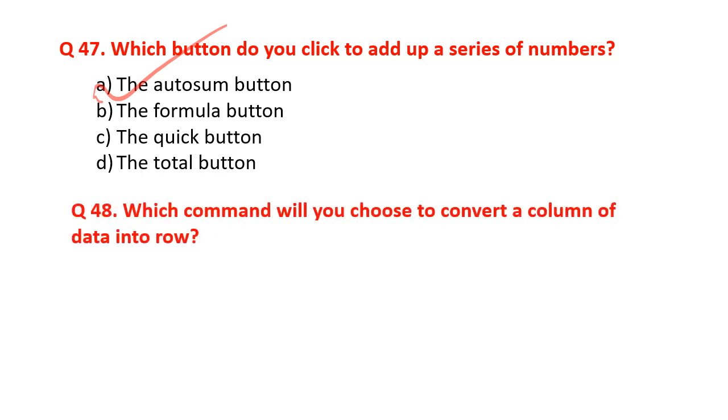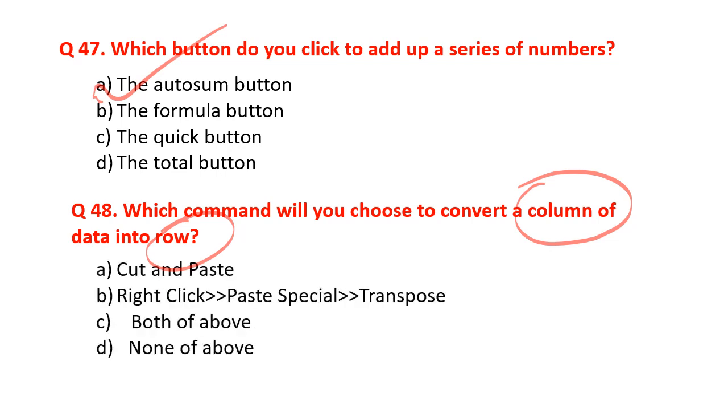Which command will you choose to convert a column of data into a row? If you want to convert a column into a row, then which key must be pressed? So here are the options. Option A, cut and paste. Option B, right click, then paste special, then transpose. Option C, both of above. Right answer is option B. First press right click, then paste special, then transpose. Go to the question number 49.